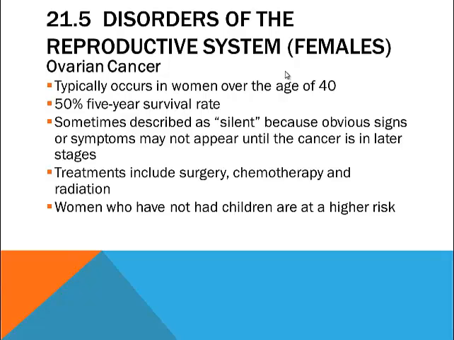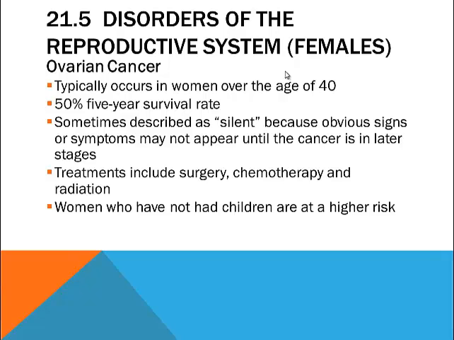Sometimes it's described as a silent killer because there are no obvious signs or symptoms, and if they do appear, it's not until the cancer is in its later stages. The most common sign is an enlargement of the abdomen because of an accumulation of fluid. Rarely, abnormal vaginal bleeding or a vague, persistent digestive disturbance such as gas, distension, and stomach discomfort may occur.